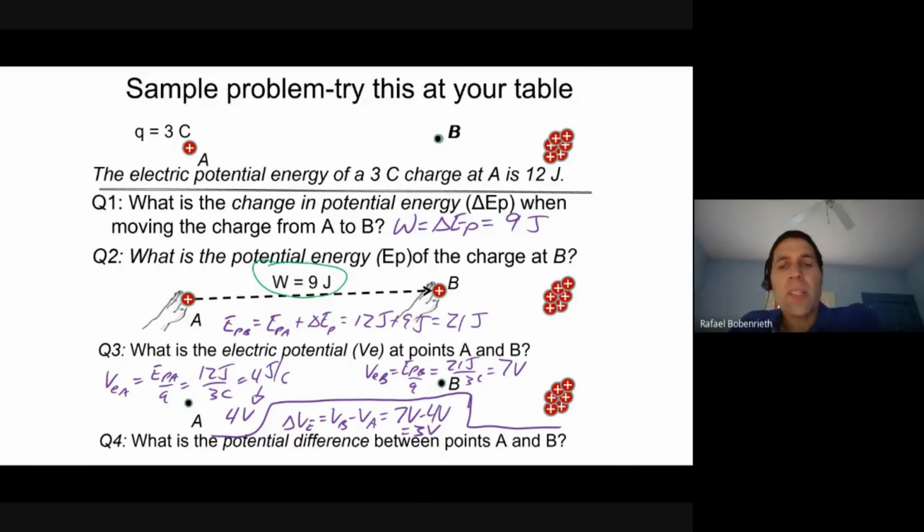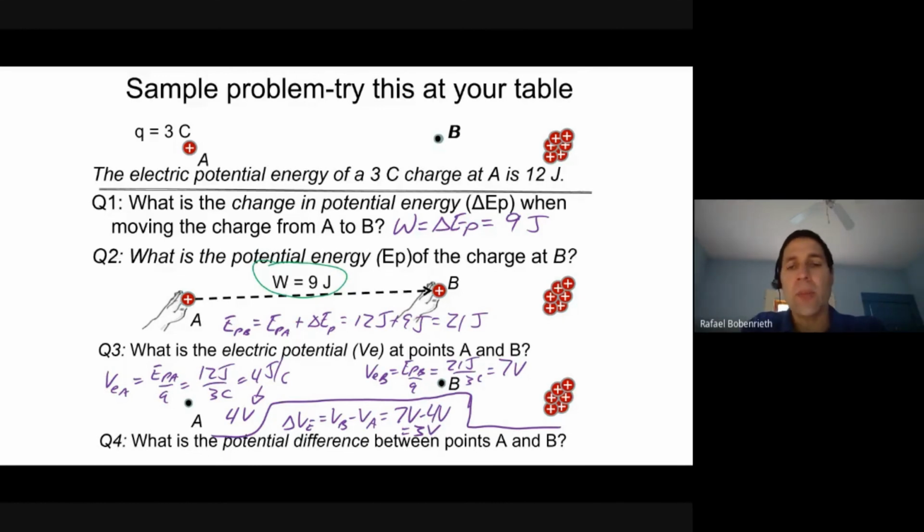The second question, what is the potential energy of the charge at B? Well, that's just simply the initial potential energy it had at A plus the change. So we know it had 12 joules at point A. We added 9 joules to it. So it has a total of 21 joules at point B.